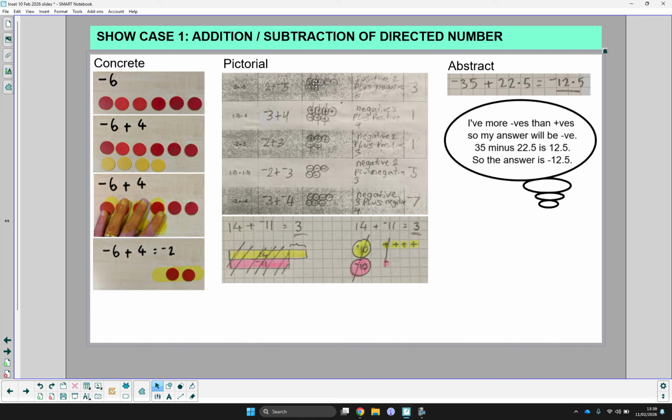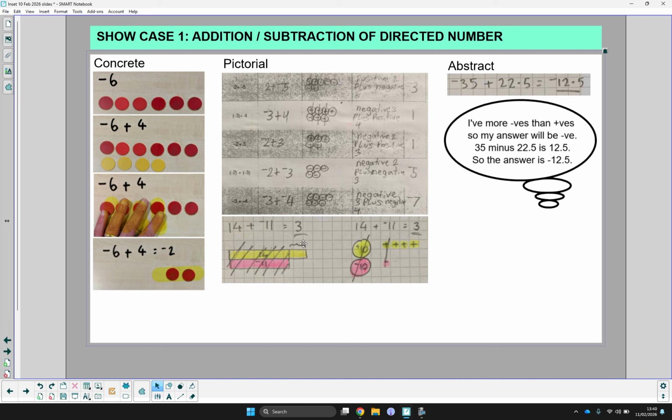The next stage would be abstracting from that, wanting pupils to approach calculation the way that we might as maths teachers approach this. When I see negative 35 plus 22.5, I know the answer is going to be negative, and I know that it's going to be the difference between the two values. It's a very difficult abstraction for pupils to make on their own if they haven't seen it with the counters.